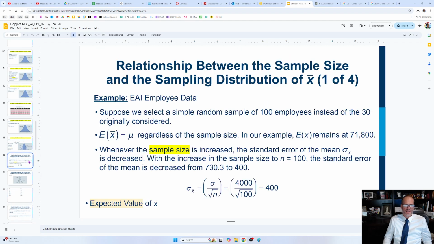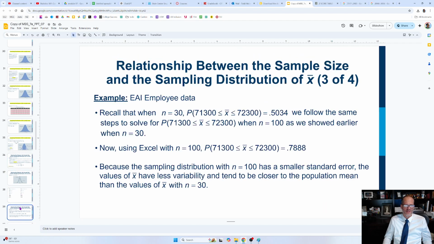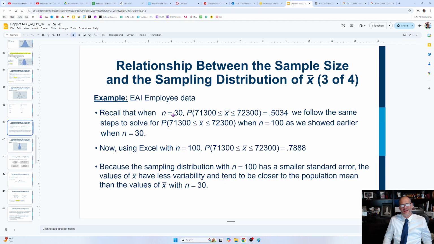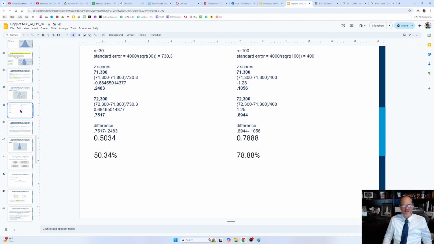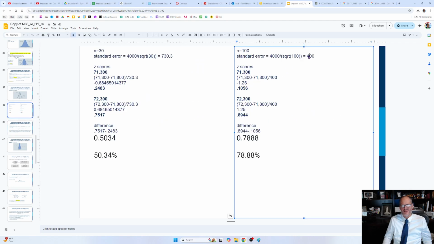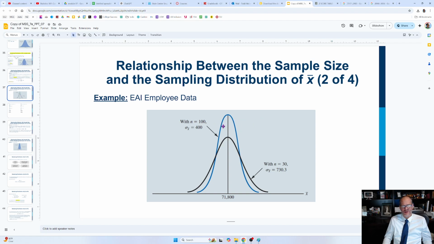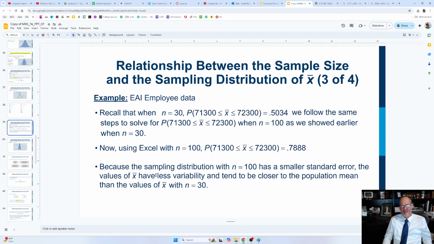And that's the relationship between the sample size and the sampling distribution. And we'll just see if there's anything else here to say. Oh, there's actually 2 more slides. Recall that when we showed n equals 30, now 788, we just did that. Because the sampling distribution with larger n has a smaller standard error, the values of the sample mean have less variability. So that's the standard error. Here's less variability, this tight one, and the wide one is more variability. I like that description. Less variability, and tend to be closer to the population mean than the values of the sample mean with n equals 30.